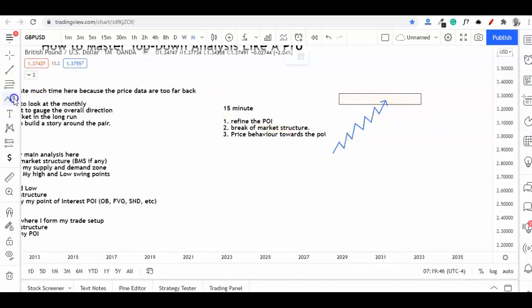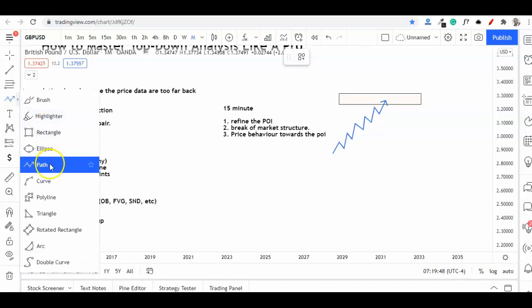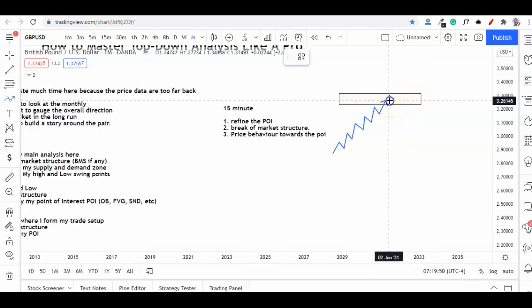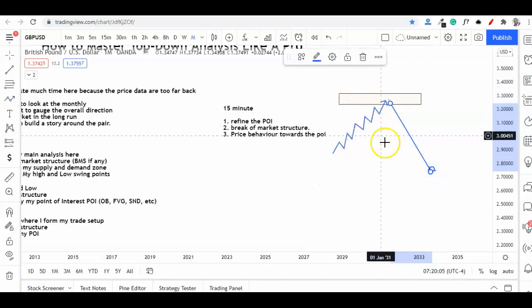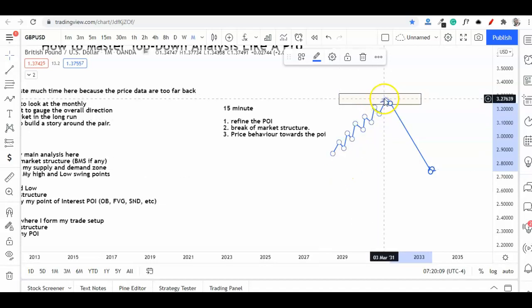So I'm expecting price to do what? Once it gets to this point, I expect price to move down. Once price gets here, I'm expecting it to move down. This is what I'm expecting. The momentum should be what? Weak towards the point of interest. The momentum should be weak.